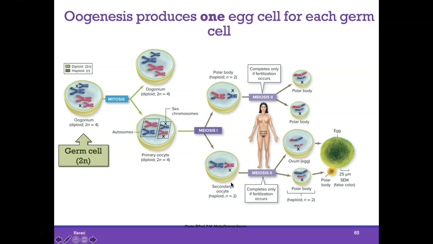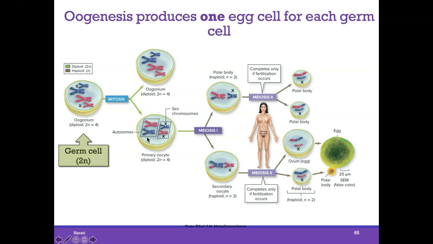So the secondary oocyte will undergo meiosis II. Again, not dividing symmetrically. It's asymmetric division. So we're getting one nice big egg called an ovum. And then we end up getting 3 polar bodies that are discarded.